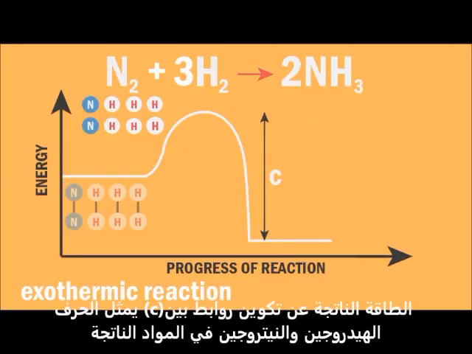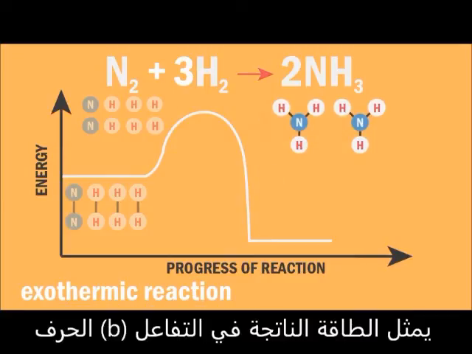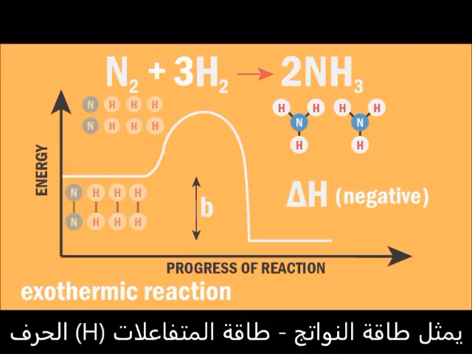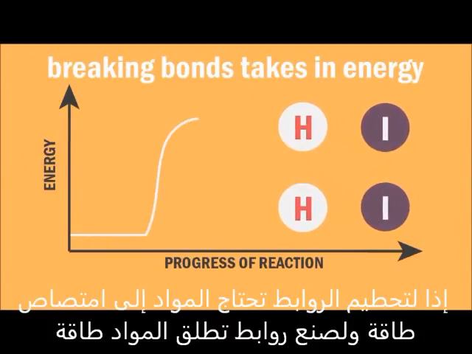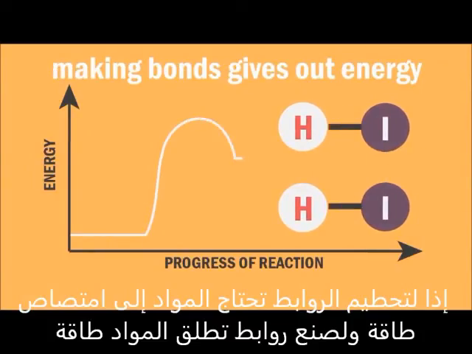C is the energy given out when the 6 new N-H bonds make to form the products. And B is the net energy given out during the reaction, delta H, which is the energy difference between the energy taken in to break the bonds in the reactants and the energy given out when the new bonds make to form the products. So, to recap, breaking bonds takes in energy, making bonds gives out energy.